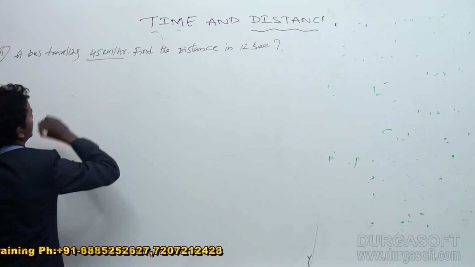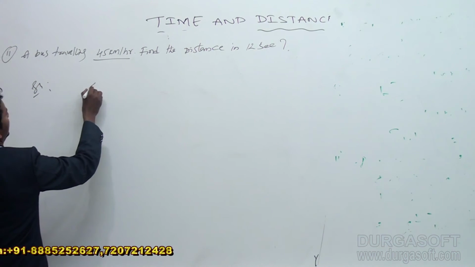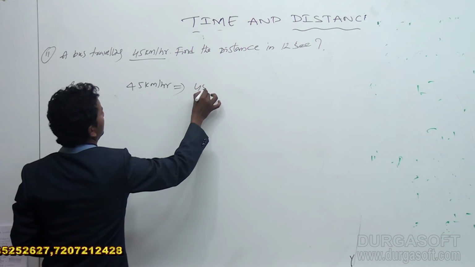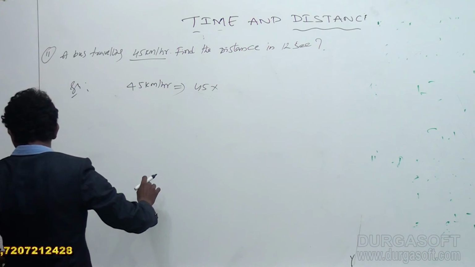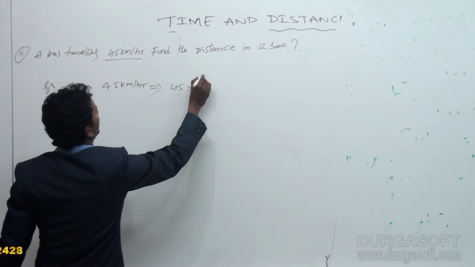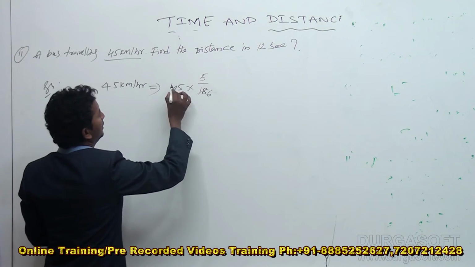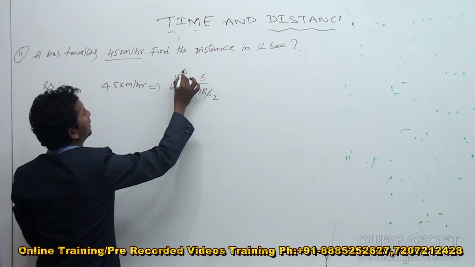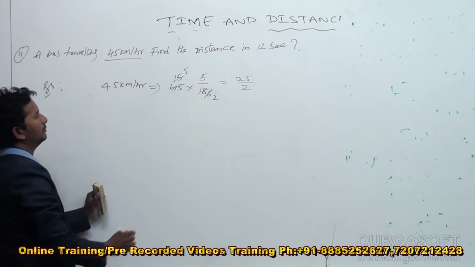Now the 45 km/h is given and the seconds is given. This is converted into meters per second, multiplying 45 km/h by 5/18. 3 sixes are 18, 3 fives are 15, so 45 times 5/18 gives 25/2. This is 25/2 meters per second.